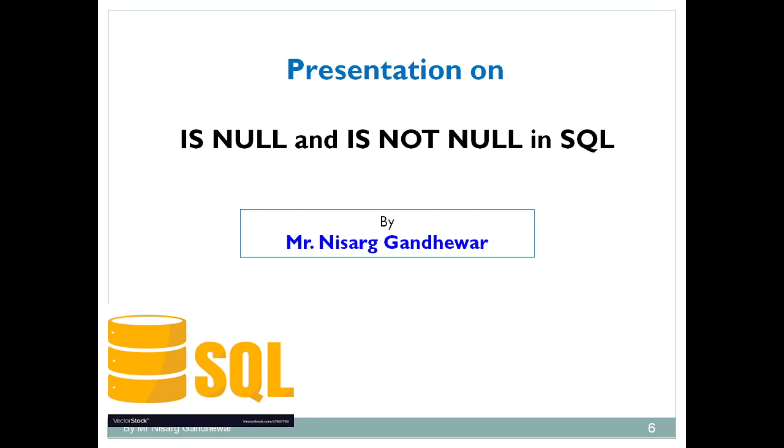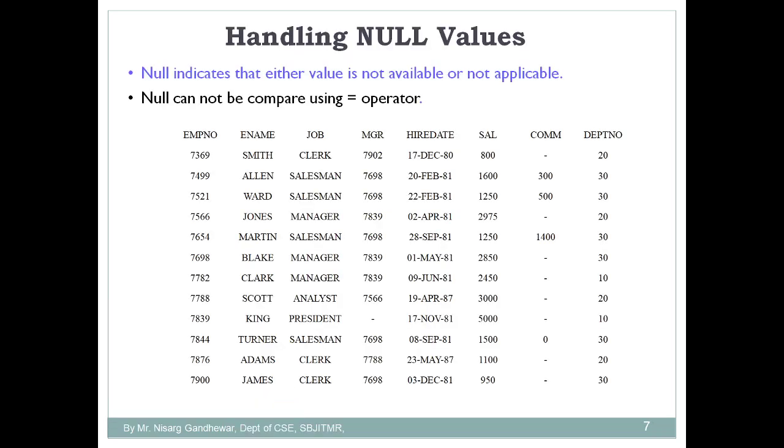Our topic today is IS NULL and IS NOT NULL in SQL. In today's lecture we are going to discuss these two clauses, IS NULL and IS NOT NULL in SQL. Very first we need to understand the meaning of null. What do you mean by null? Null indicates that either the value is not available or not applicable.